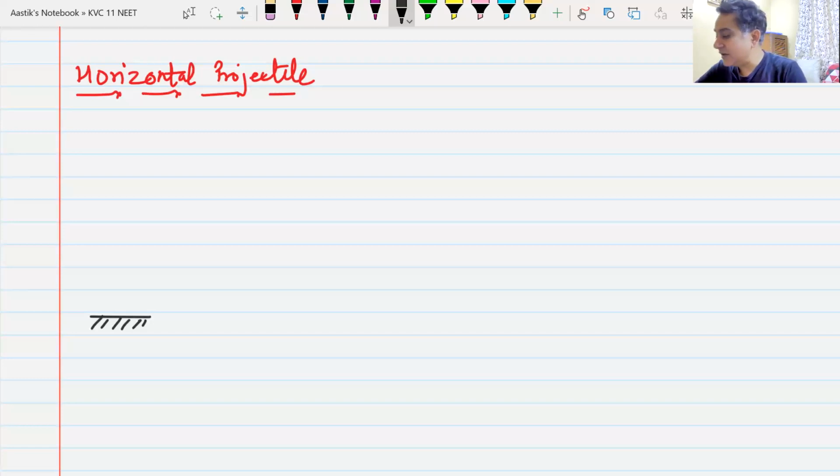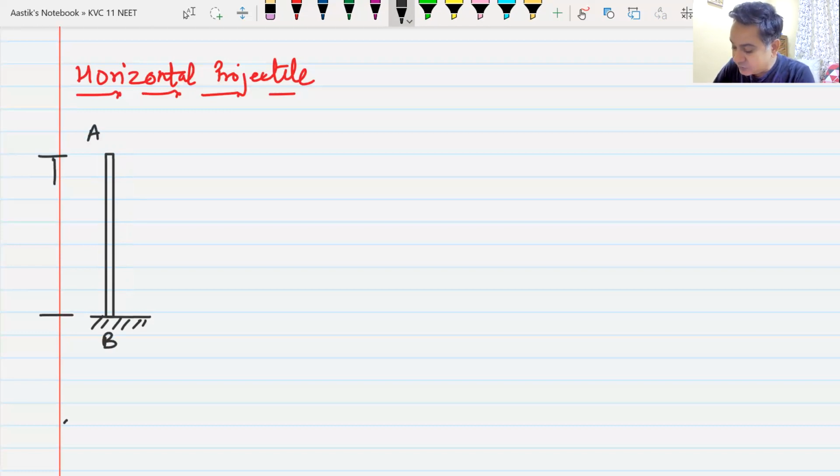In the normal case, what am I going to do? I'm not going to sit in a rocket because that would be very costly to make a horizontal projectile. So I will go on the top of a tower. This is my tower. Let us say the top is A. This is B. And this tower is at a height H.